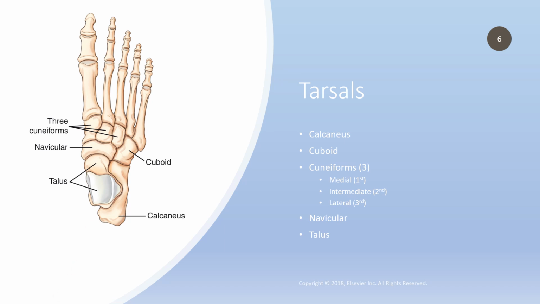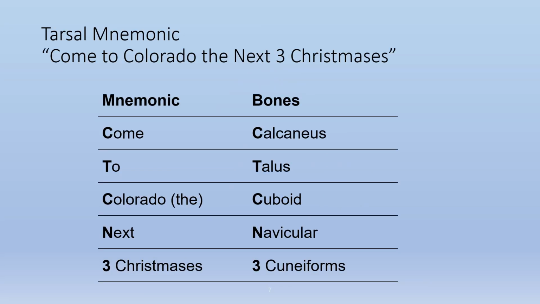Okay, and when we look at the mnemonic for that, the mnemonic is come to Colorado next 3 Christmases. So come would be the calcaneus, talus is 2, the cuboid is Colorado, navicular is next, and then the 3 Christmases is the 3 cuneiforms.